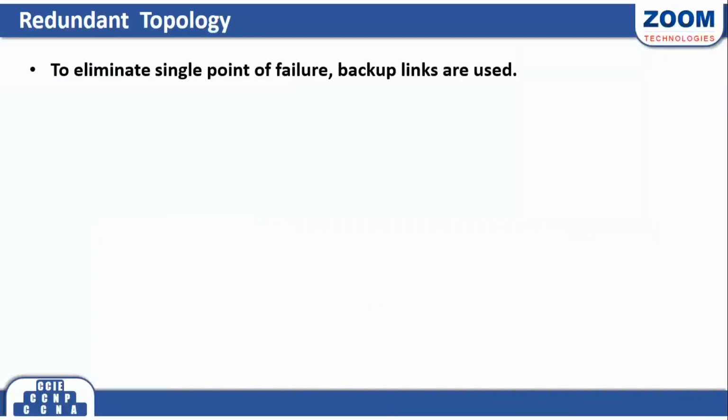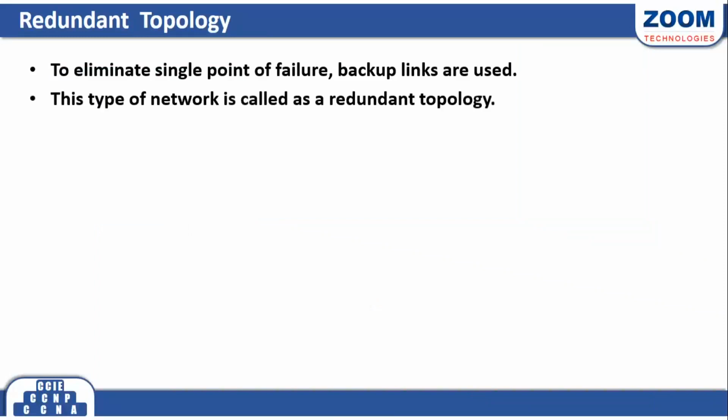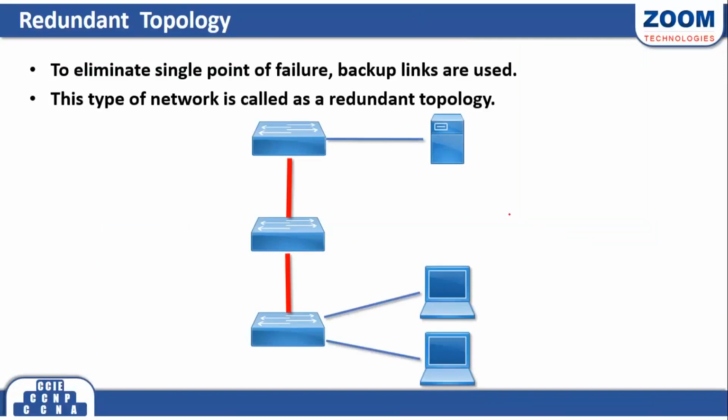To eliminate single point of failure, backup links are used. This type of network is called redundancy topology. See, users and server are connected with one single link. Data is going via one link. What if the link fails? No communication. So backup links are used.